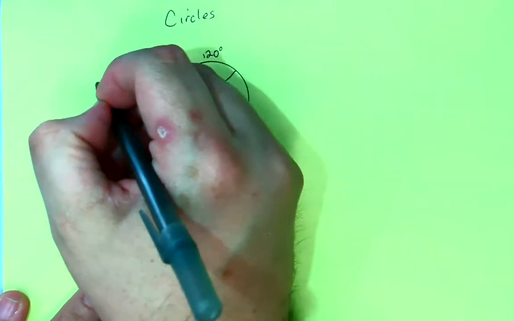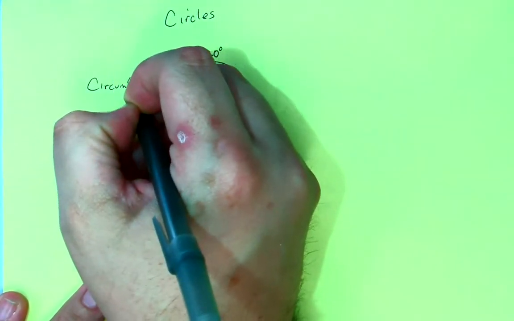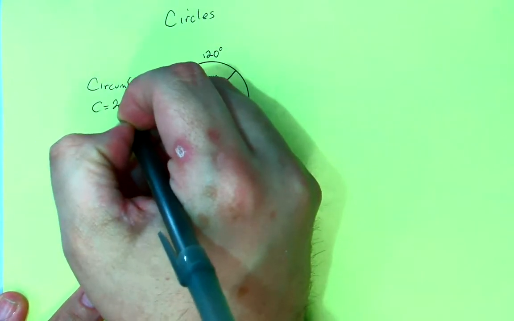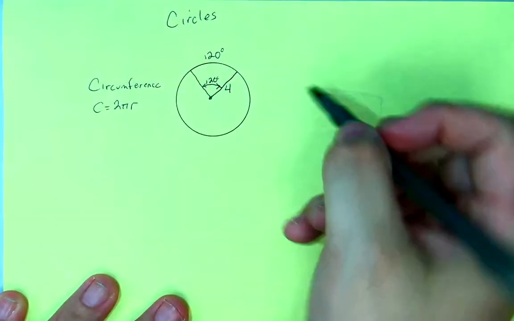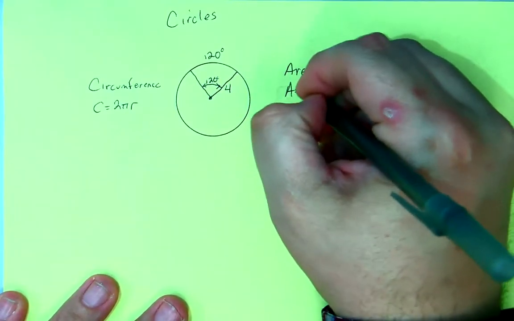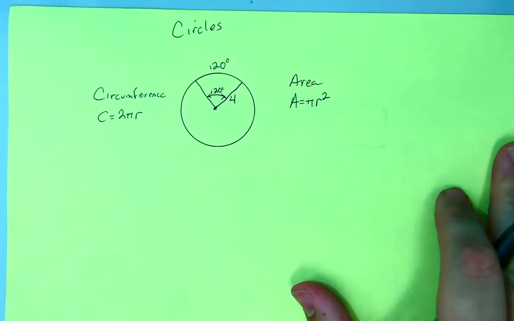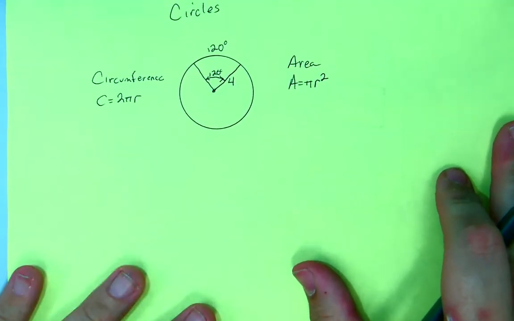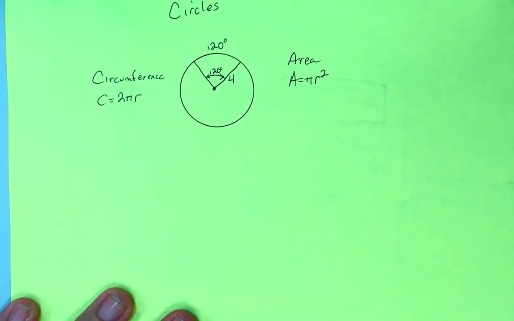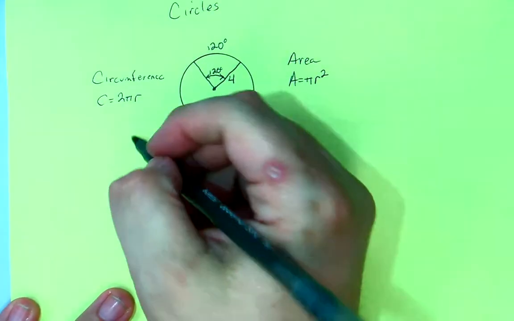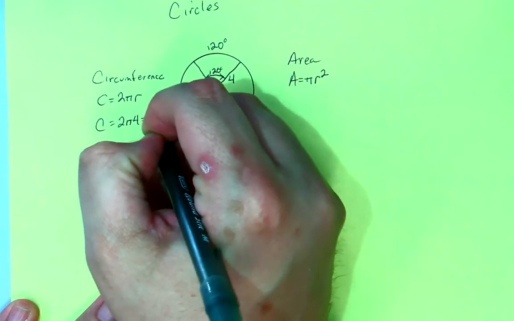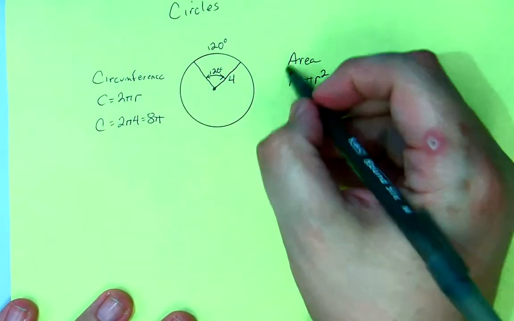Now, what we need to do is take our circumference, which is C equals 2 times pi times the radius. And we need our area, which is area equals pi times the radius squared. Those are the basic equations we're going to want to start with. So for our circumference, C is equal to 2 pi times 4, which is 8 pi. You can leave things in terms of pi.